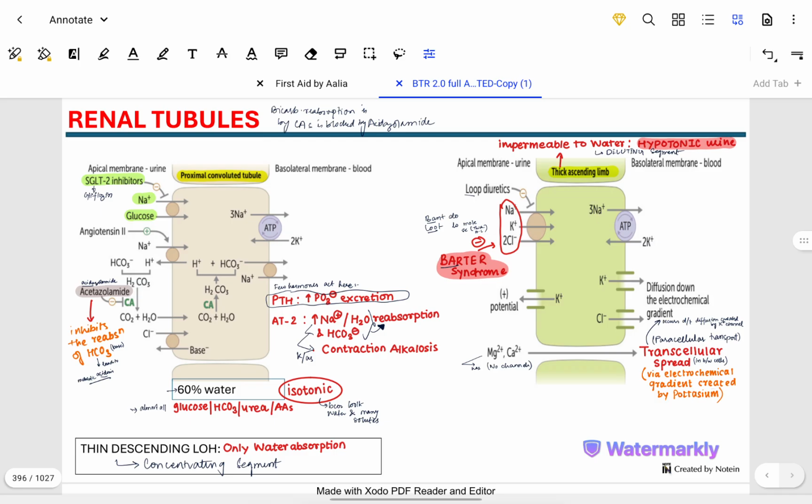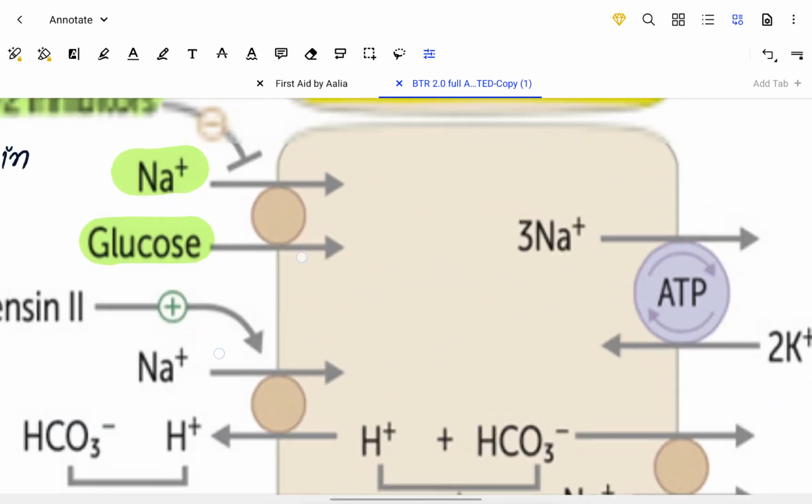So, renal tubules. Now, we study about the PCT first. The first part, PCT. On the basal side, B for B, is the blood, and the other side is apical, which is urine. Now, on the apical side, we have SGLT2 inhibitors. Sorry, my bad. We have SGLT2 receptors. Channels, you can say channels.